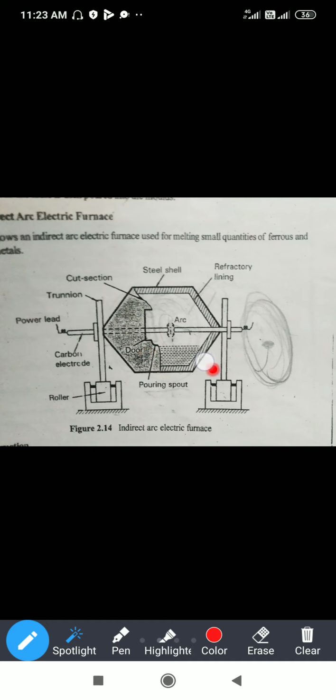In this drum, this is a cut section, and this is a terminal, used for the up and down movement of the drum. Over here you can see two electrodes placed within the drum, and these are the two rollers. This is a carbon electrode, and this is a steel shell. The steel shell means the outer covering of the furnace is steel, and inside you can see the refractory linings.